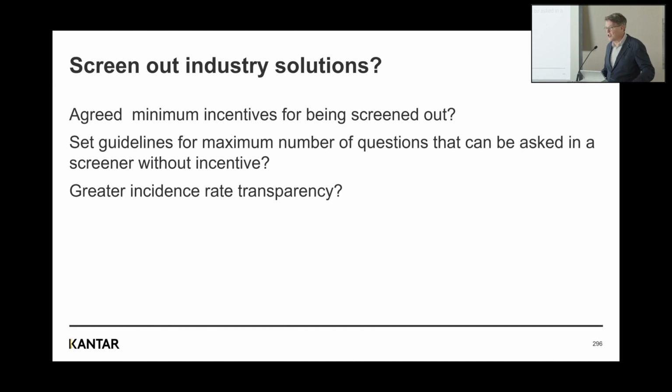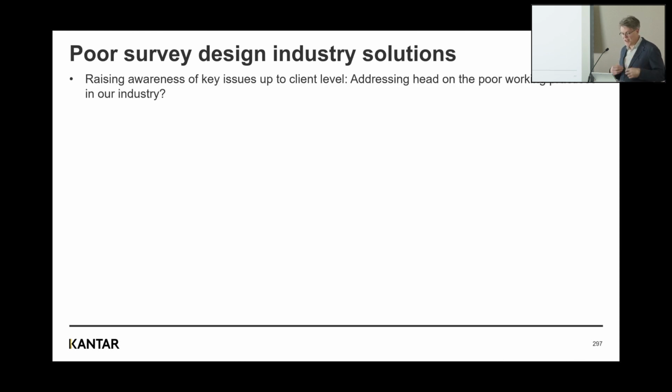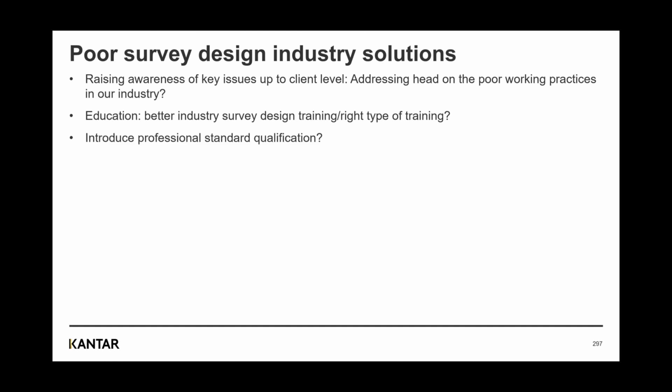And I think certainly a lot more transparency over these statistical points when we're trading a sample. These things need to become a bit more open. Poor survey design is obviously my territory, and there's lots of things I think that we can tackle. Raising awareness of the poor survey design, and addressing head-on some of the poor working practices, is one choice. Education is clearly an opportunity to improve things. I don't know what we can do to improve the quality of survey design training. A lot of the survey design training I see is very functional and doesn't address the emotional elements of survey design. How to design a survey from an emotional standpoint is something underdone in my mind.